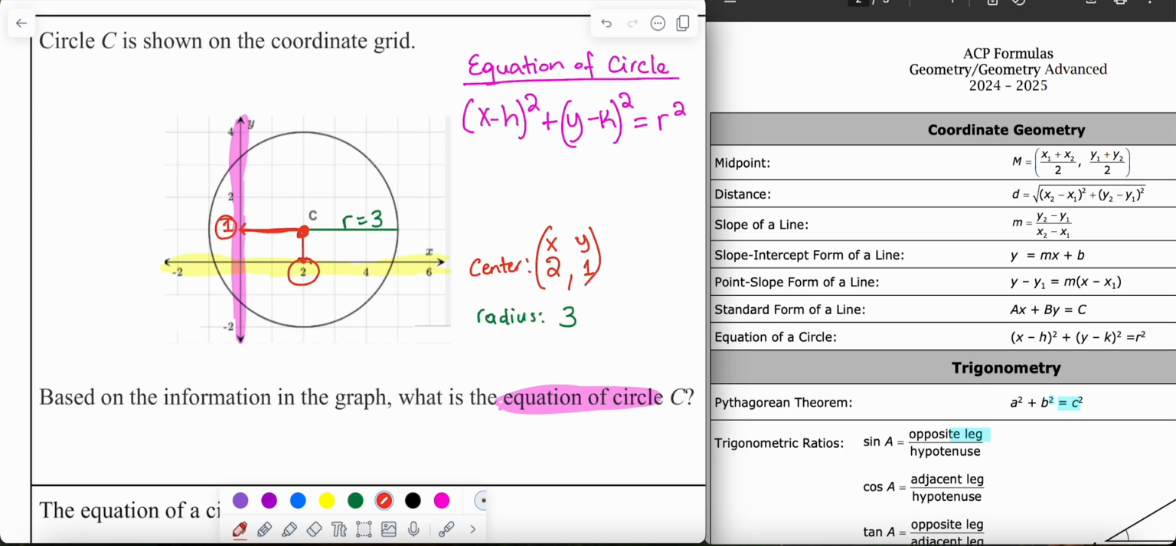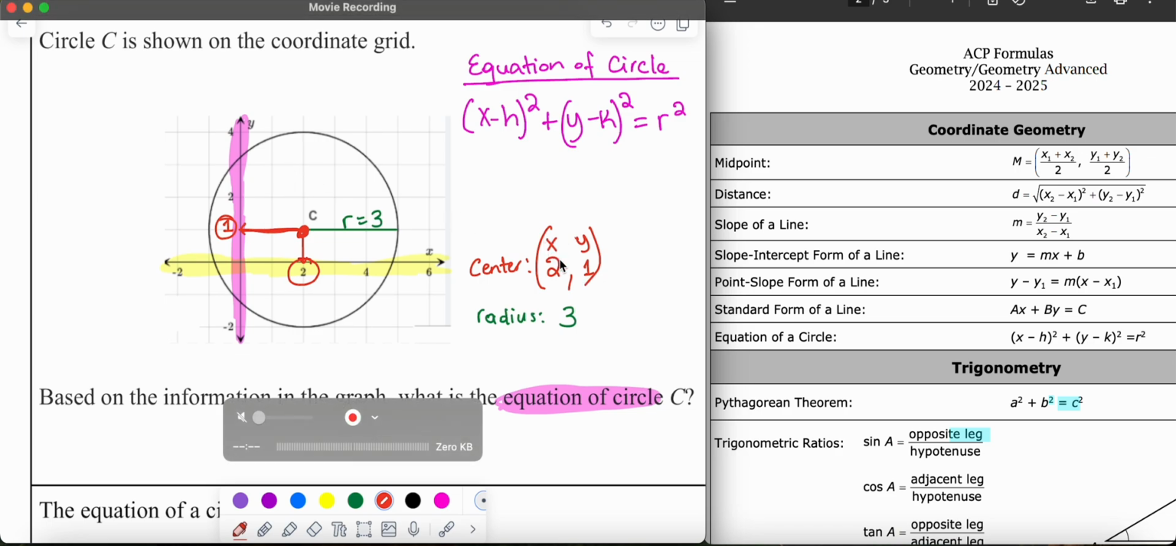And remember, when you are writing the coordinates of any point, you must write the x first. So you cannot have 1 and then 2. You have to first write the x value and then second your y value. All right. So now that we have the center of our circle and we have the radius, we're going to use those to create the equation.